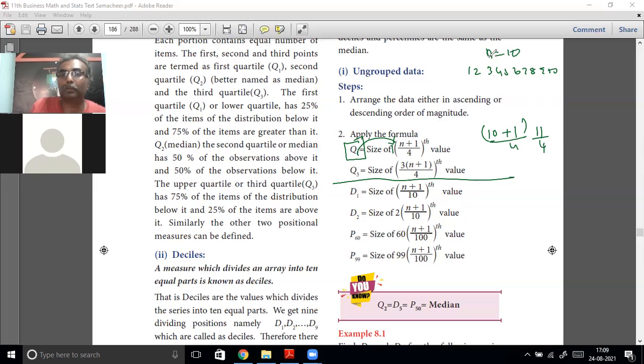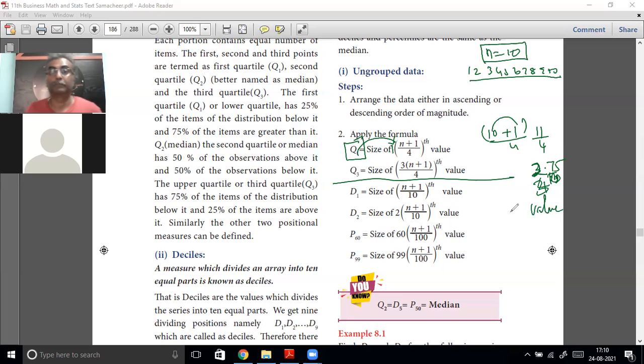Now the number of items in the array is 10. This is the array, 10 values are there. So 10 plus 1 is 11 by 4. 11 by 4 is 2.75, so that means the third item. Third value. So Q1 is equal to 3.